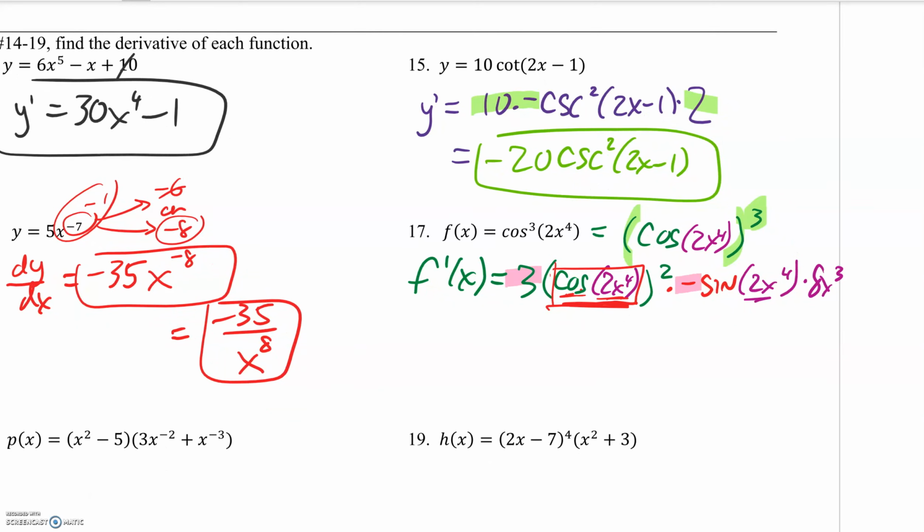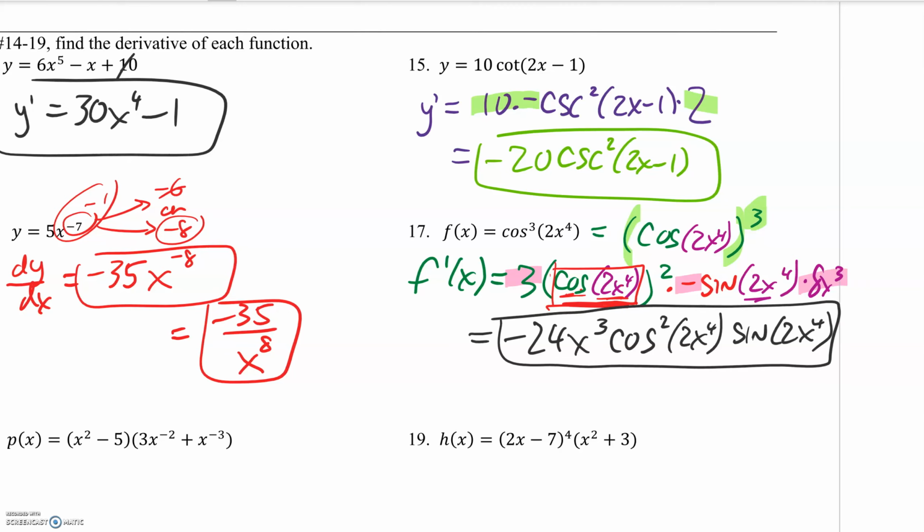Take the 3, take the negative sign, take the 8x cubed. Let's put it all together. We'll put that out front. So that will lead us to negative 8 times 3 is 24. The algebra comes next, x cubed. Next, we have a cosine function and we have a sine function. It doesn't really matter which ones you put first. I'm going to put cosine squared of 2x to the 4th, and then we'll have the sine after that of 2x to the 4th. And that is a fine looking answer right there. Okay, we can just leave it like that. Now, if you reverse the order of these, that's great. It doesn't matter. But notice we do have a squared on the cosine, not on the sine.